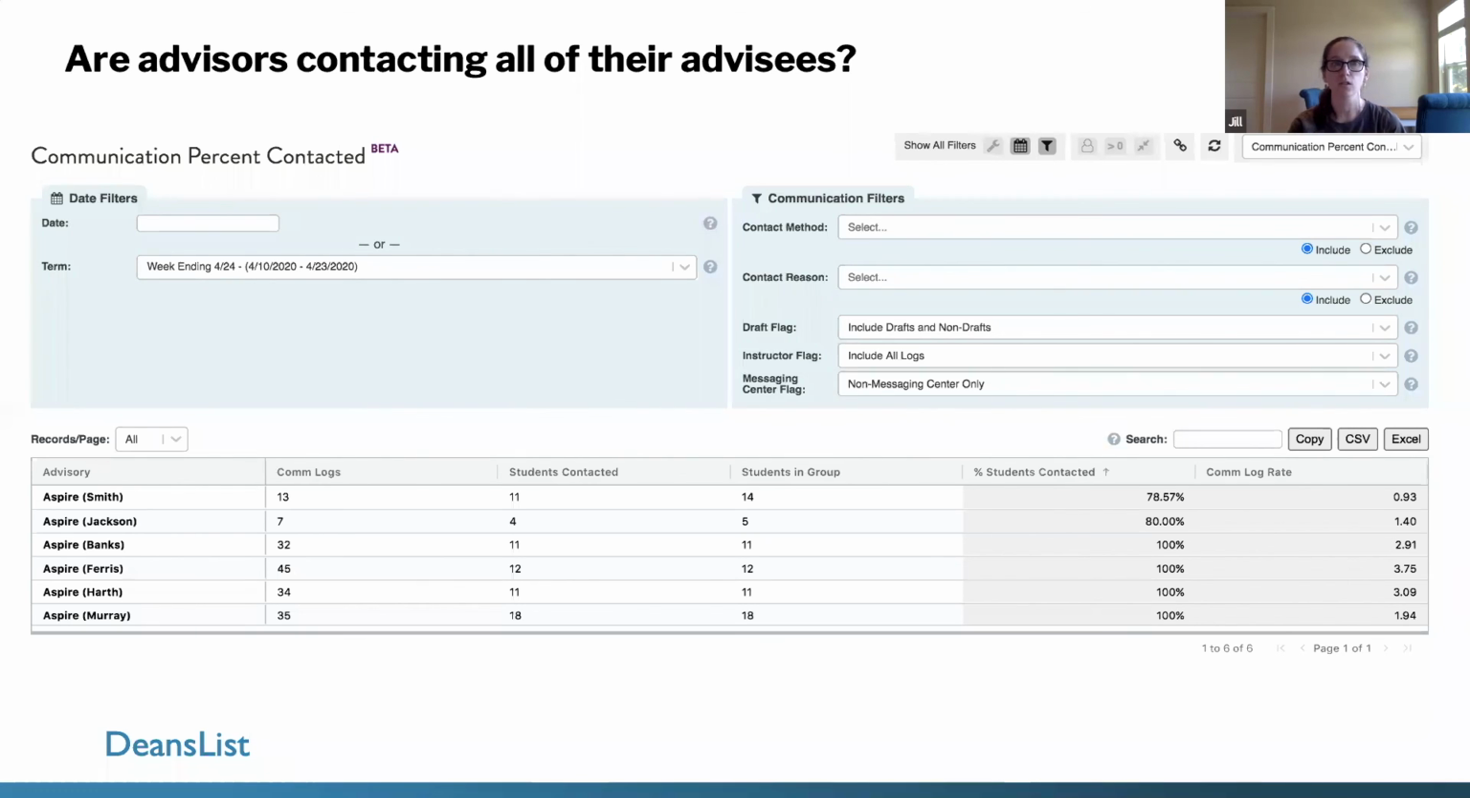Just including two sentences of context can really change the tone of a conversation from evaluative to supportive. It's about how we're using this information. We're trying to get a sense of where everybody is so we can make sure that every single student is receiving a contact from their advisor or group leader.